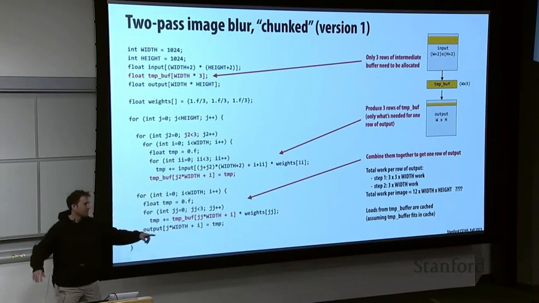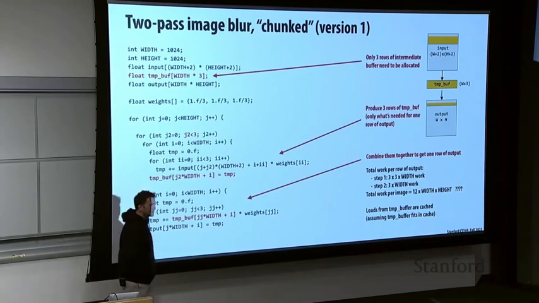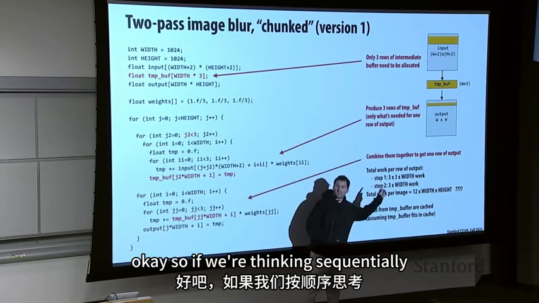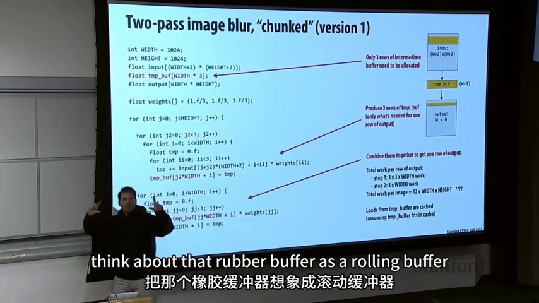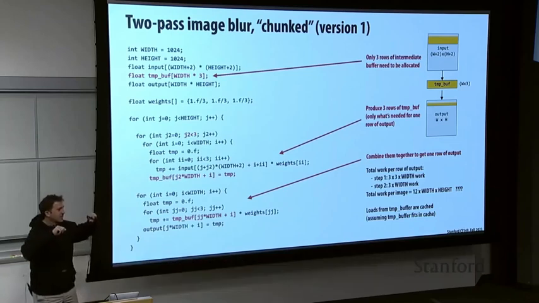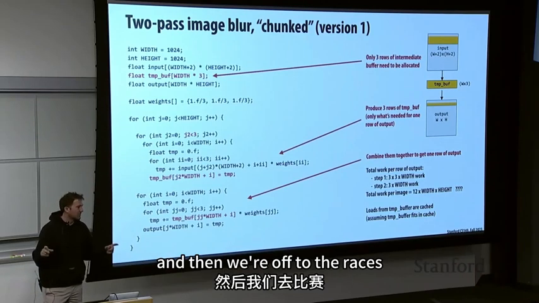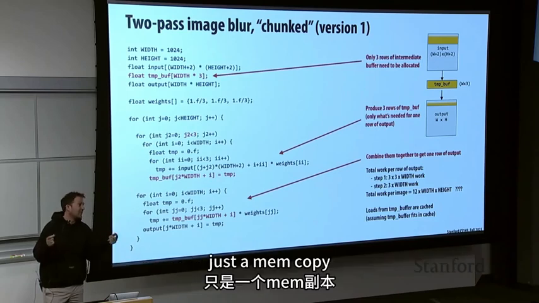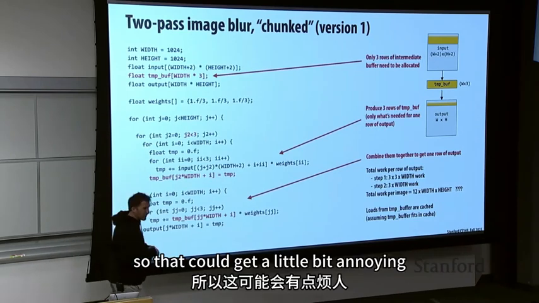What can I do? Yeah. Instead of completely rebuilding the temp buffer for every row, just preserve the last two and then write the new. Okay, so if we're thinking sequentially, one thing we could do is think about that buffer as a rolling buffer. Slide 2 rows down and populate a new one, and then we're off to the races. Now we are going to pay the cost of sliding the 2 rows down, just a mem copy, cache, so that could get a little bit annoying.